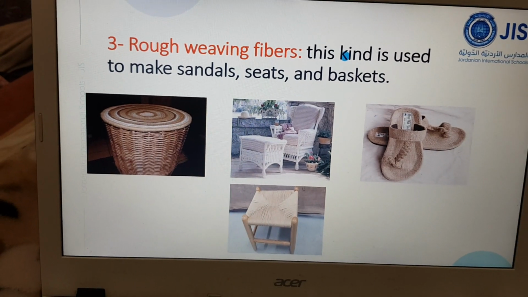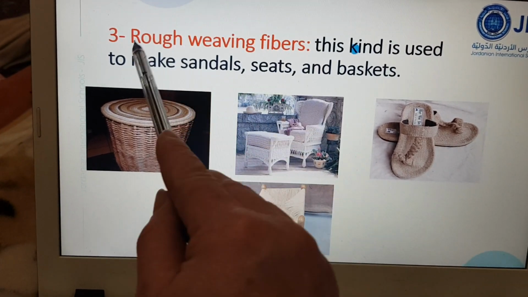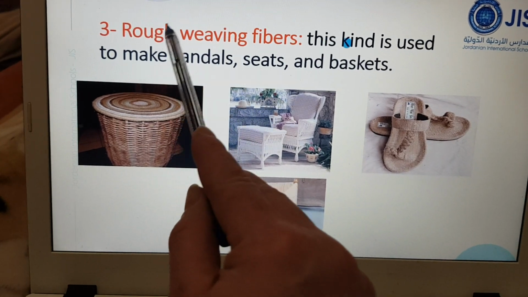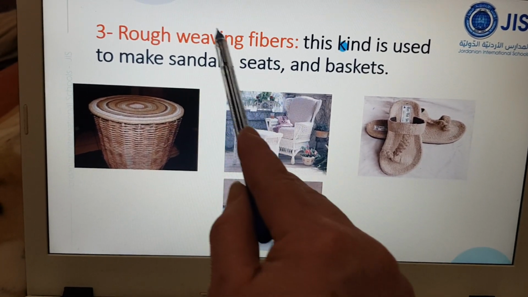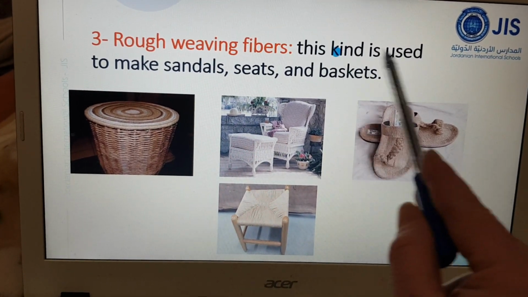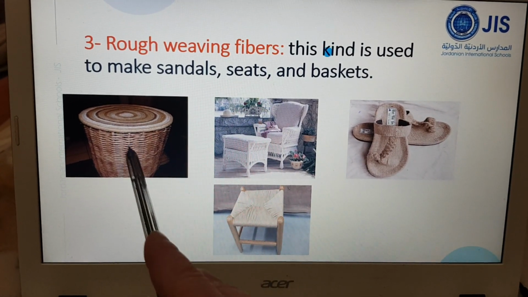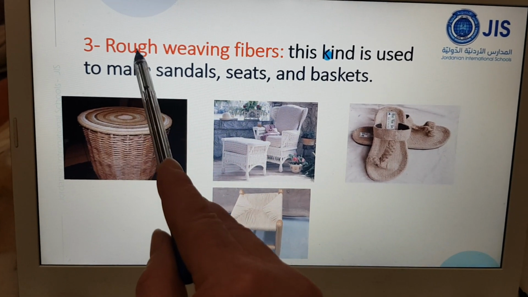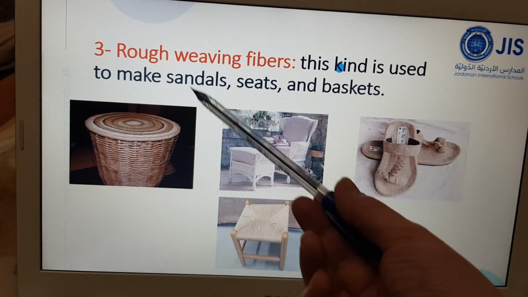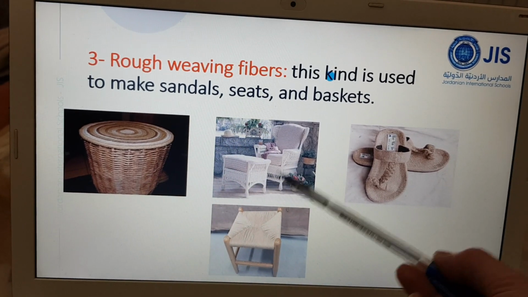The third kind of fiber is called rough weaving fiber. From its name, rough, this kind of fiber is rough and harsh. It's not soft. It is used to be woven to make things like this. This kind of fiber is used to make sandals, seats, and baskets. That's why it's rough. It's not soft, and you use it to make knots or to weave it, to make a basket like this. This material is called rough fiber, or used to make seats.